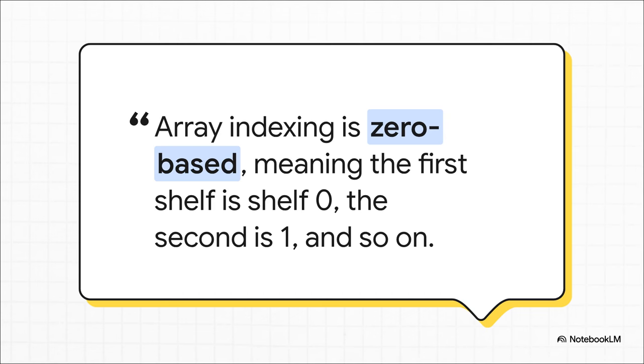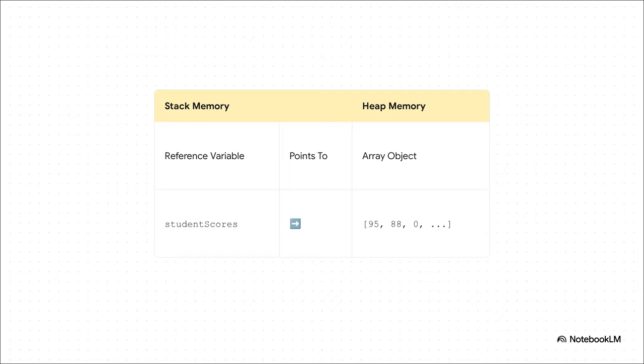You gotta know this. Now, for a quick peek behind the curtain at what Java's doing. The variable studentScores, which lives in a place called stack memory, doesn't actually hold all the scores. Nope, it's just a reference. Think of it like an address on a piece of paper that points to where the real array is stored over in heap memory. And notice the key detail. All the data is lined up side by side in one continuous block. That right there is the secret sauce to why arrays are so incredibly fast.